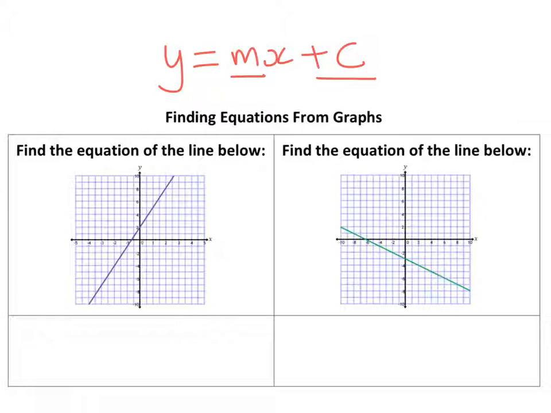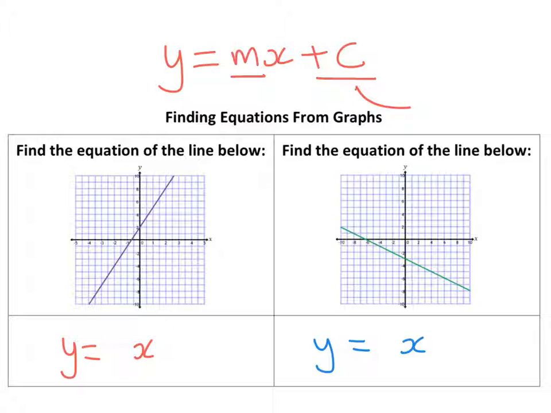So we can immediately write y equals something x plus something. Same with this one over here: y equals something x plus something. Now the easiest part really is working out the y-intercept.